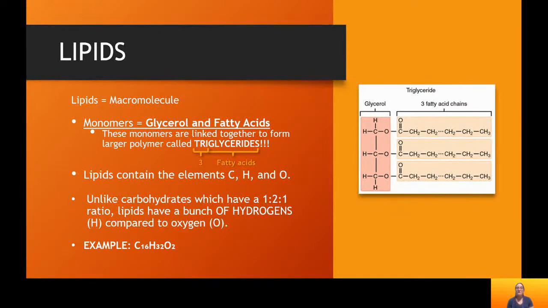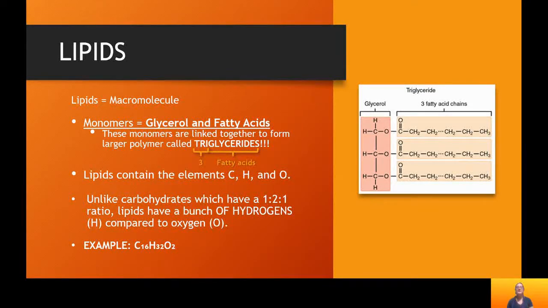Now, these are the ones that tend to be the longest of all the 4 macromolecules. You have the glycerol and the fatty acid into a quite long chain. You see those dots in the fatty acid chain? That means there's a lot more stuff in there. It's not just that small.